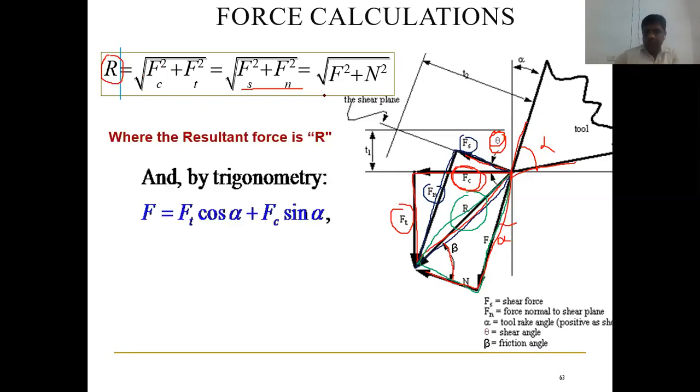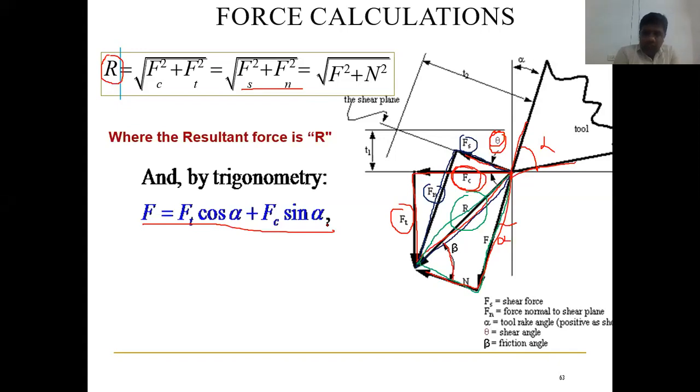So first we can see the frictional force. How to calculate the frictional force? The simple formula is there. I'm not going to discuss the derivation; derivations are simple. Using FC and FT with the angles, if you substitute, this value will come. So the friction force F is FT cos alpha plus FC sin alpha.